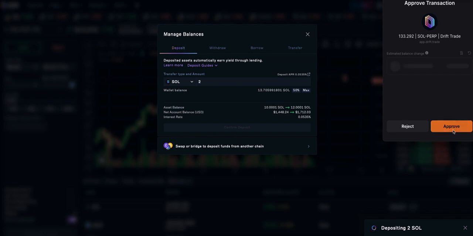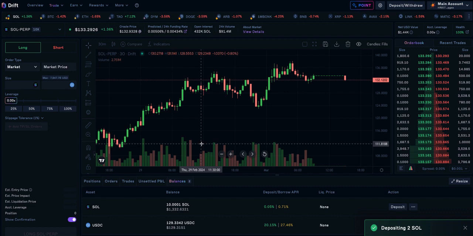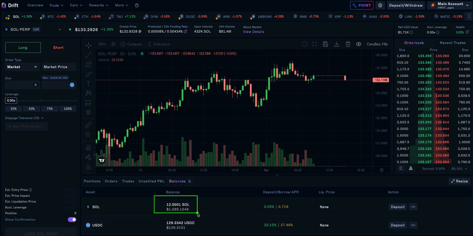And it's going to go to Drift. It's going to ask you for confirmation. I'm depositing 2 SOL. Right, this might take a few minutes, a few seconds, whatever it may be. Boom, so I deposited 2 SOL, right? So now on my balance here, it says I have 12 SOL, which is $1,600, and then I have USD, some of the profit I made yesterday, $129, right? And I can deposit more if I want to, or I could also withdraw.